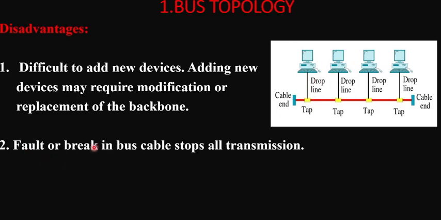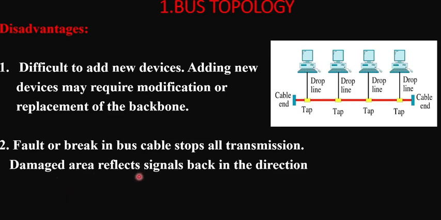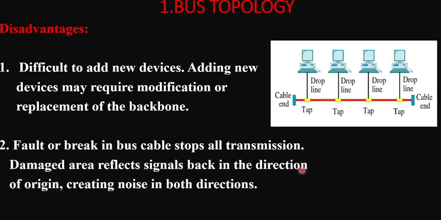A fault or break in the bus cable stops all transmission. If there is any fault or break in the bus cable, no data will be transmitted to any of the devices. The damaged area reflects signals back in the direction of origin, creating noise in both directions. If this cable is damaged, data won't get transmitted and it will come back to the computer that was trying to send the data. It will create noise in both directions, the sender side and the receiver side. So these are the disadvantages of using bus topology.